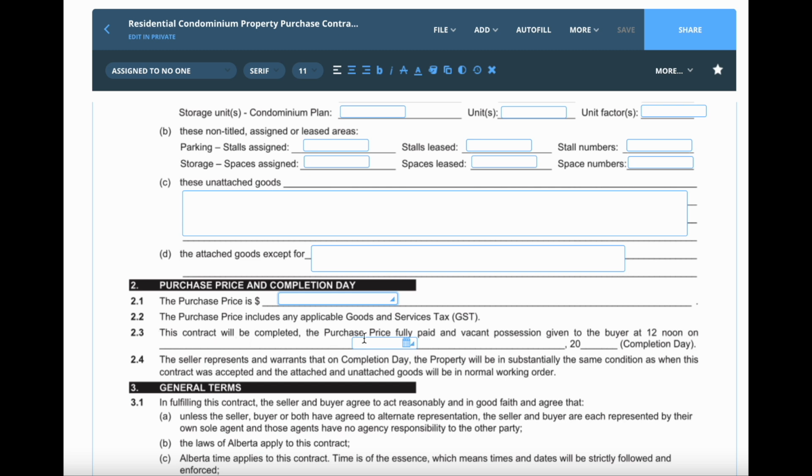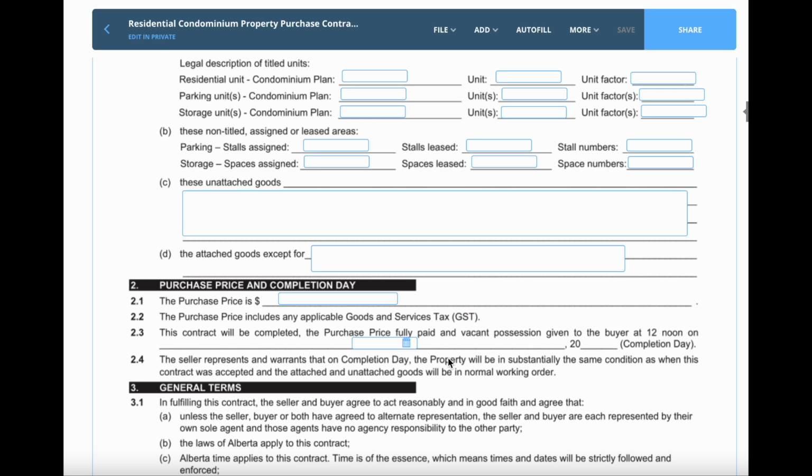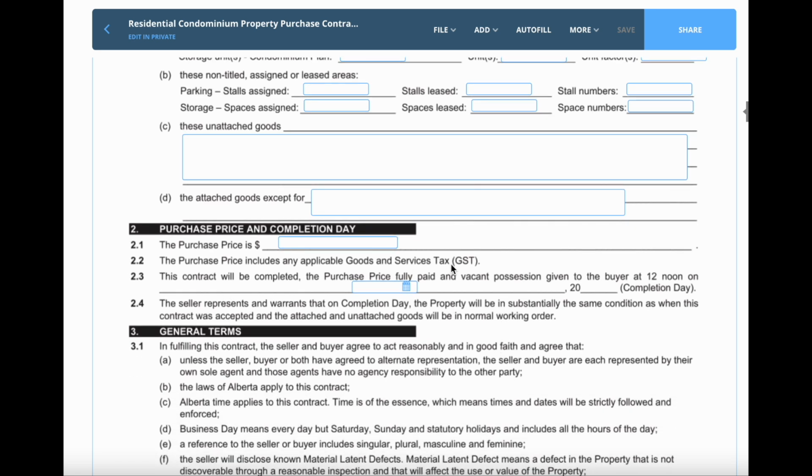This contract will be completed and the vacant possession will be given at noon, which is not given, but that's an estimate on the date, so we'll pick the date. And if we are buying a property with tenants, then we would strike through the vacant word here, and we would add that we are assuming the tenants.